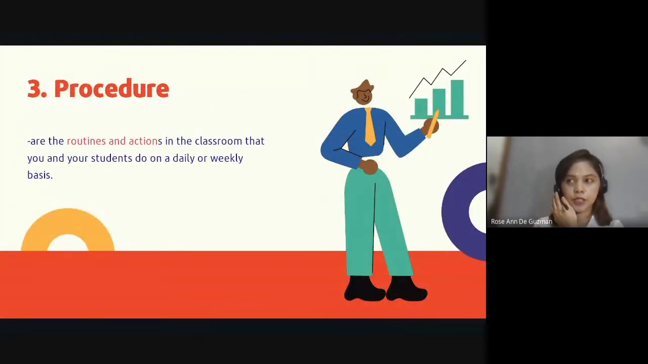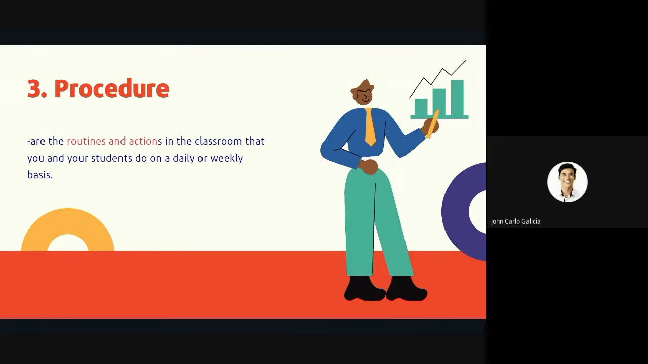So, for the third one is the procedure. So, I will call on a name again to read the definition of the procedure. How about Juveline? We have a lot of girls tonight. Okay, I think Juveline is not yet ready to read. How about Giancarlo? Giancarlo Galicia. What a beautiful name. Giancarlo, can you read? Yes po. Okay, thank you. Read, please.